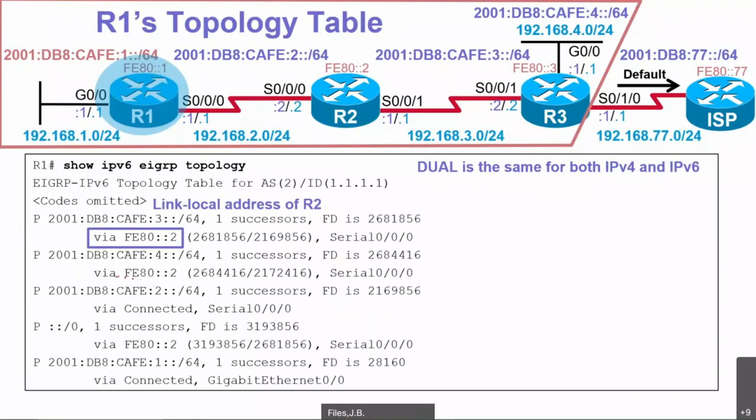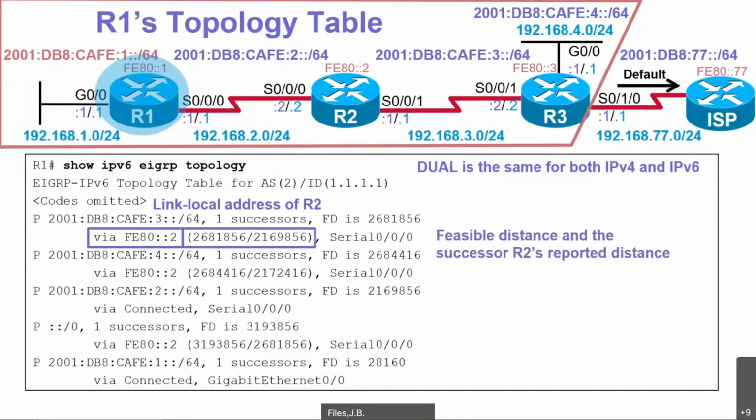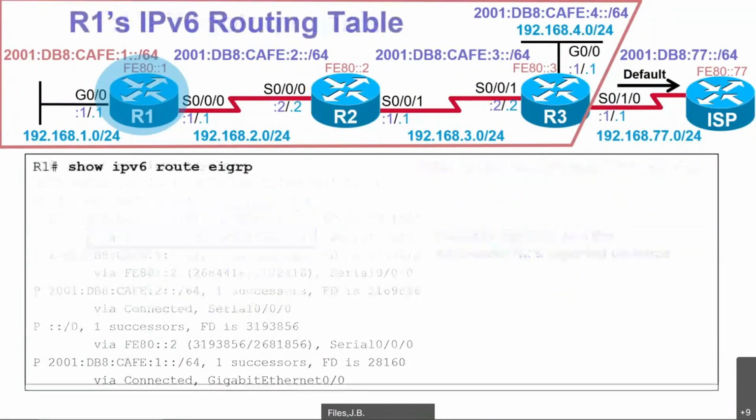Notice the next hop is the link local, and in this case, it's of R2 because that's the only router that we have. Okay. The feasible distance and the successor's reported distance. Now, in this case, it's not like we have alternate paths anywhere. So the reported distance, again, is meaningless because there are no backup links, so there are no backup routes.